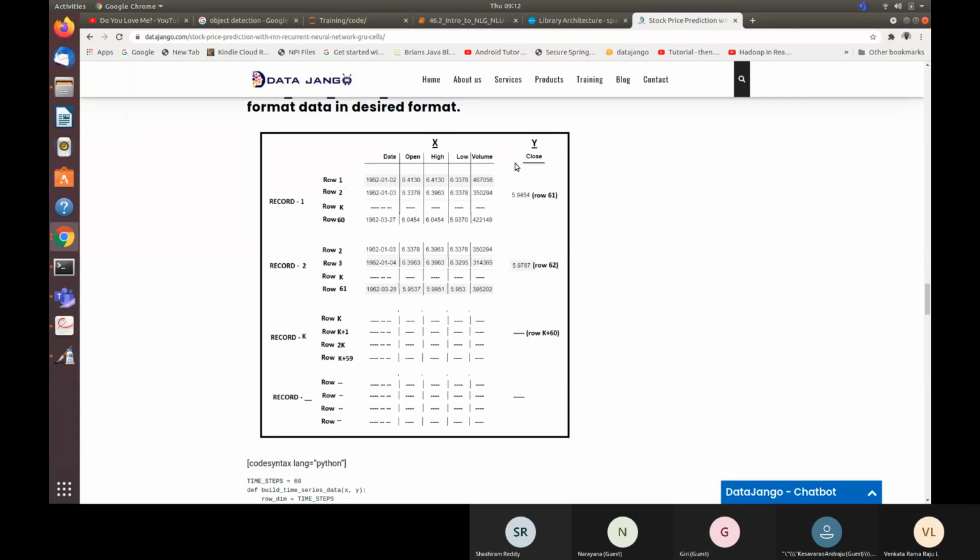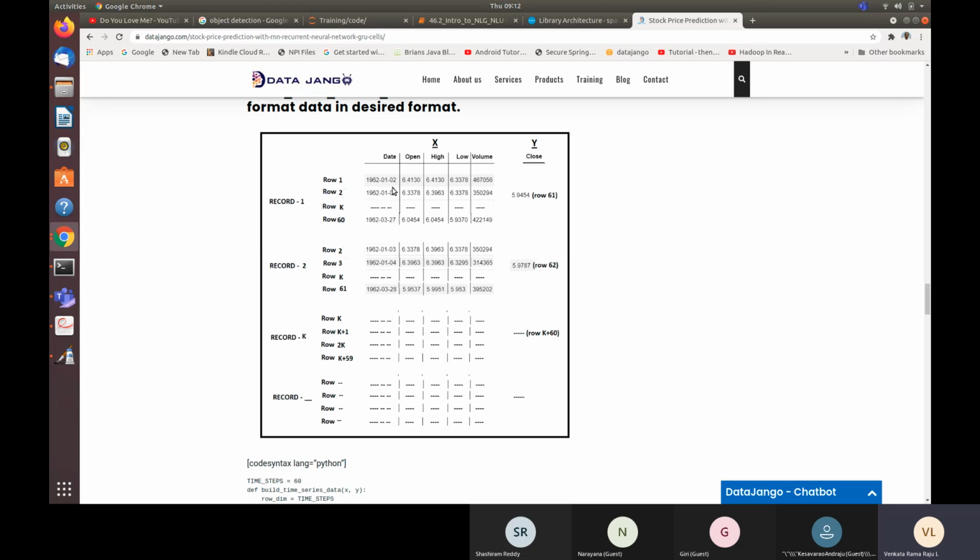Yes, sir. This is the first record. Just remember that. In the first record, in X you have a 2-dimensional array. 60 by 5 is the dimensionality of the input. The output is one value. Second record, row 2 to row 61, day 2 to day 61, and taking the 62nd day's closing price as the output, right? Like that, you frame the data and train an RNN model, right?